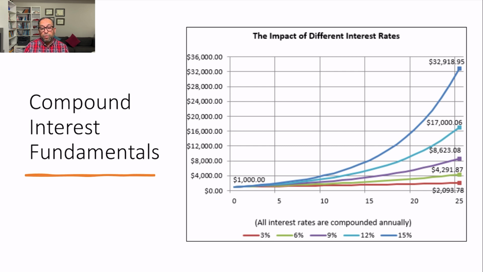And we see here the impact of different interest rates on the compounding. So there is a huge impact. Say we are investing $1,000 at different interest rates. If the interest rate is 3% and we keep this money for 25 years, the money is going to be converted into about 2,900. But if the interest rate is 15% and we keep this 1,000 for 25 years, then it becomes 32,908.